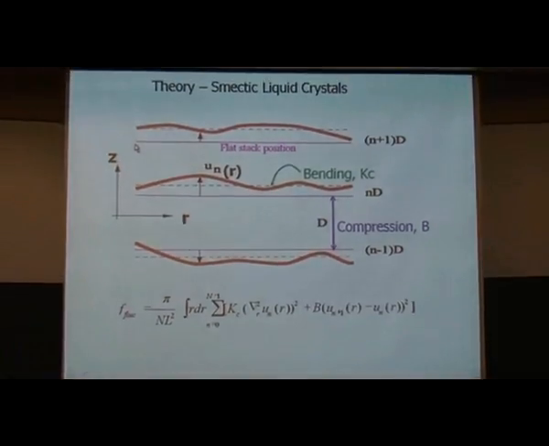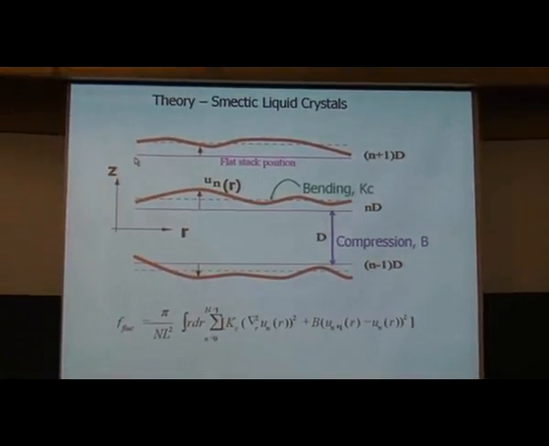Here's the theory. This is the smectic liquid crystal theory, which has been around for 50 years. De Gennes' book and so forth have it. What's shown here is each bilayer condensed to a simple plane. If it was the flat stack position, the ground state would have all the bilayers flat with these spacings shown here. But of course, there are fluctuations of two sorts. The first sort is that the bilayers can bend. I've emphasized that before. But they can also compress or dilate in this direction.